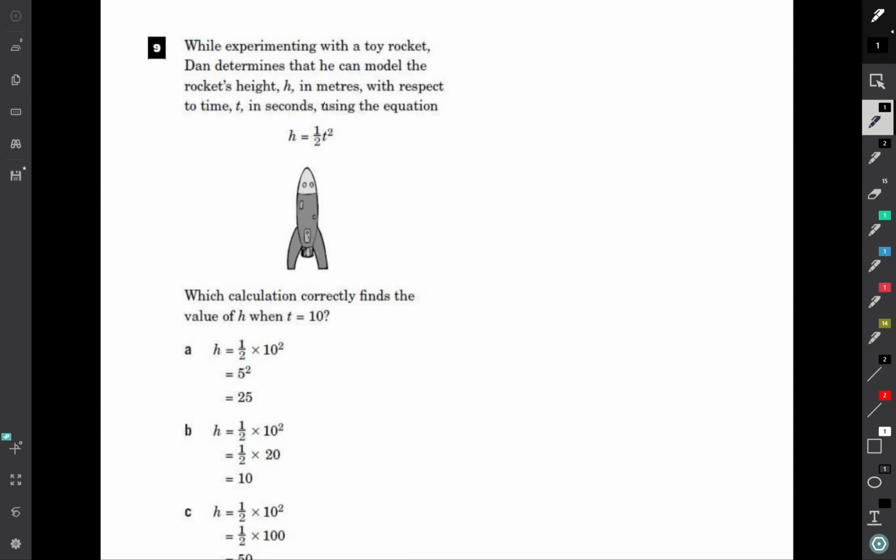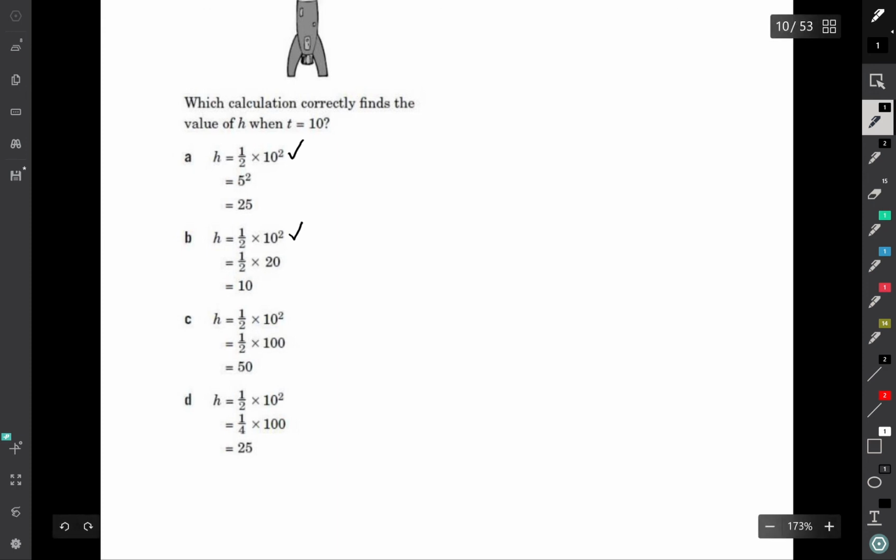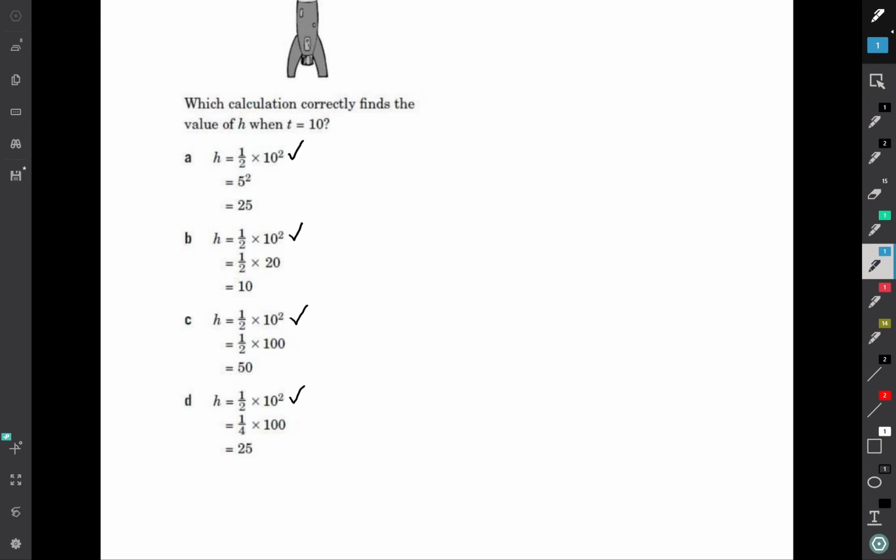Okay, so why don't we go through and see? We have A, B, C, and D. It appears they all start off looking the same, right? 1/2 times 10 squared. 1/2 times 10 squared. So essentially, it looks like we're looking to find the one that properly uses the order of operations.